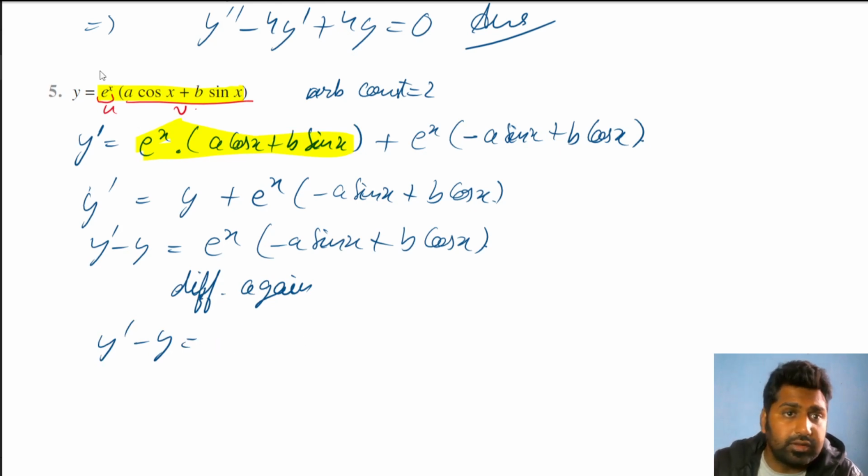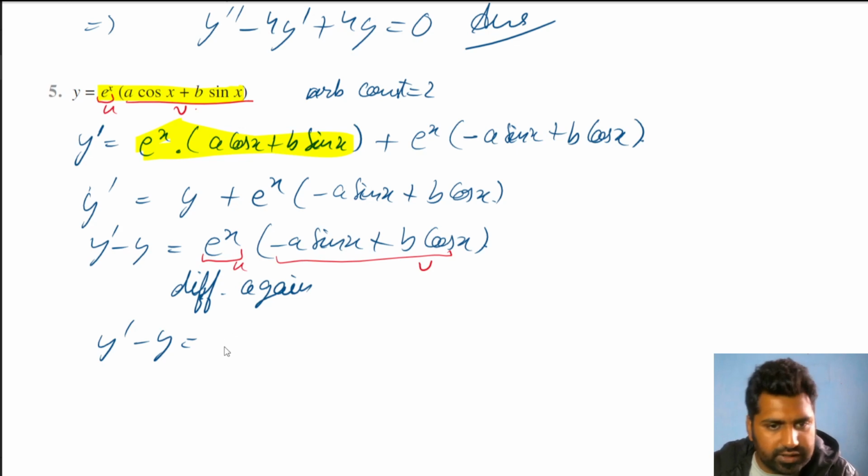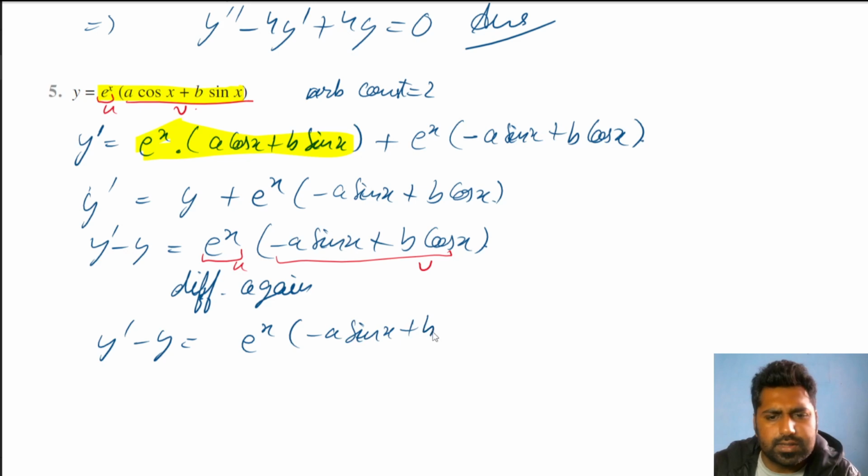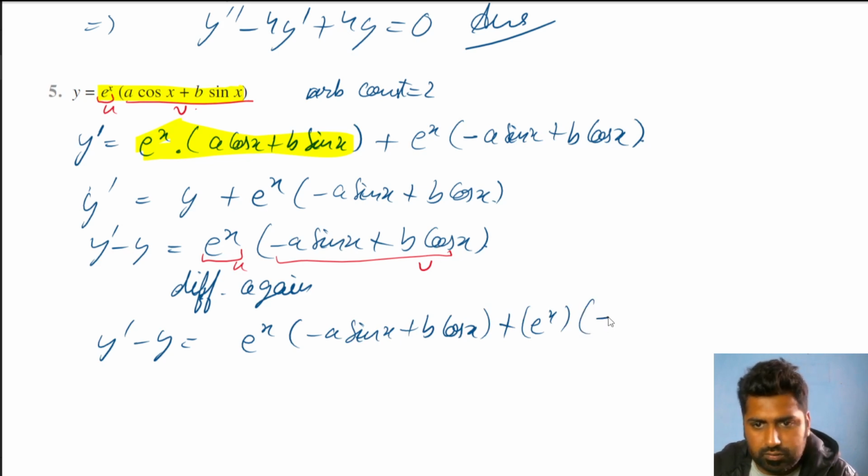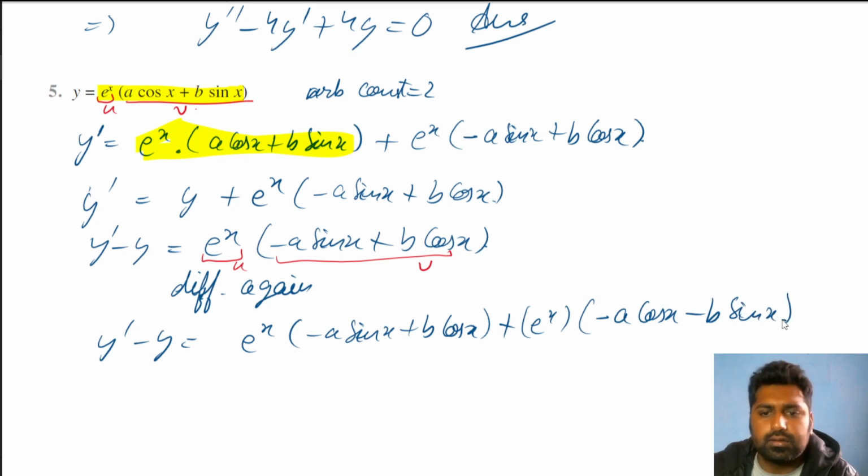Okay, again we have to differentiate, and so we have to apply uv again. So e raised to power x differentiation, e raised to power x, (minus a sin x plus b cos x) as it is, plus e raised to power x as it is this time, differentiation of this, so minus a cos x minus b sin x. Lot of terms. Again, if you look at this expression, isn't this the same one?